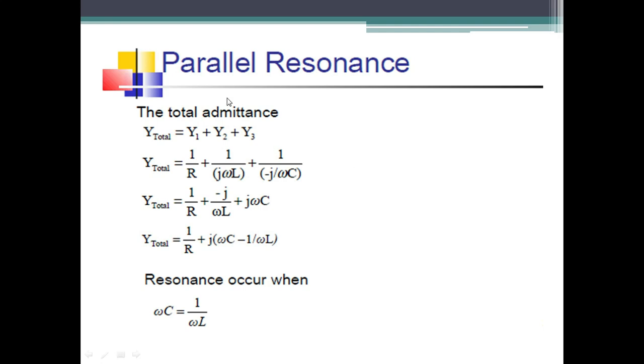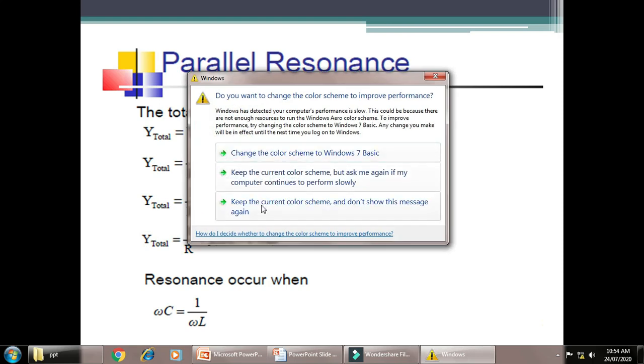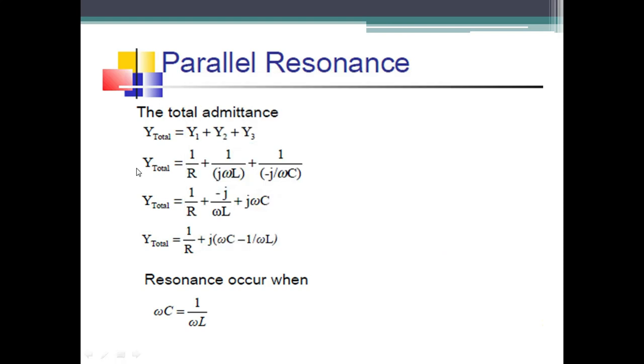In the case of parallel resonance, we find out the total admittance. Y total is equal to Y1 plus Y2 plus Y3. So Y total is equal to 1 upon R, which is the admittance, plus 1 upon j omega L, plus 1 upon j omega C, meaning minus j upon omega C.